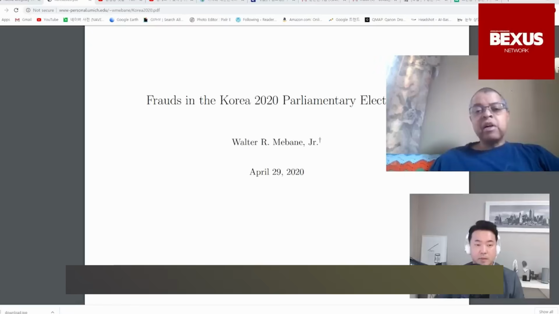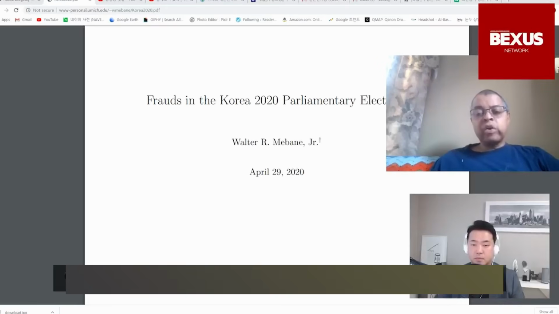Right. eForensics is software that I created with support from the National Science Foundation with a grant that ended August 31st of 2019. So the creation of that Bayesian program to implement a model that could detect frauds was the main focus of that grant, called a positive model of election frauds.